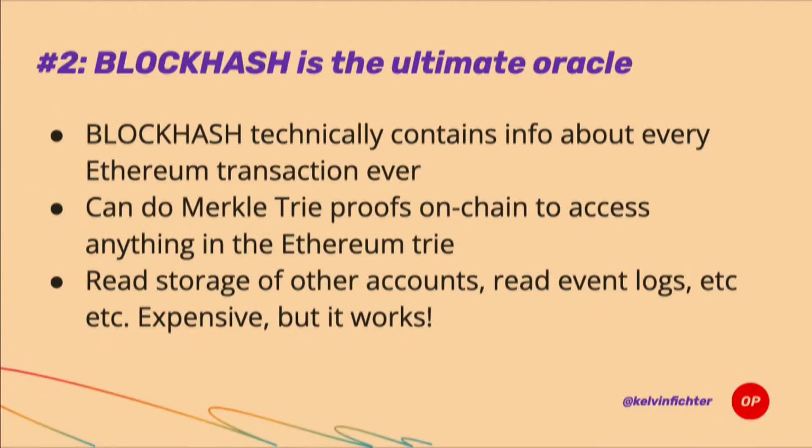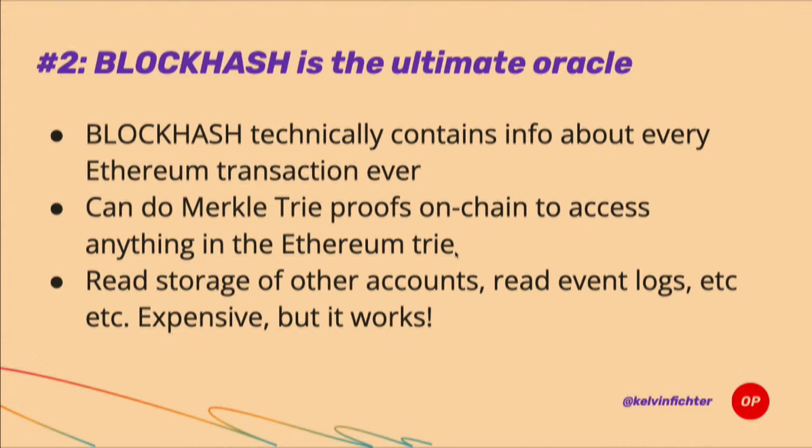Block hash is the ultimate oracle that nobody uses. I wish more people did. It's really, really cool. Block hash obviously contains information about the entire Ethereum blockchain. It's a blockchain, so the block hash contains information about the current block, but it also contains the previous block hash, which means you have a chain all the way back to block 0. And using Merkle Patricia trie proofs, you can access literally anything in the Ethereum trie. Not enough people do this. Optimism has built a library for verifying Merkle Patricia trie proofs, so you can do this on-chain.